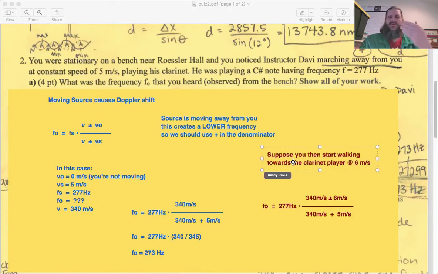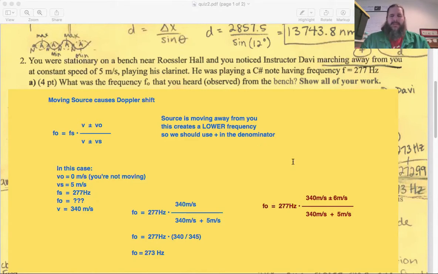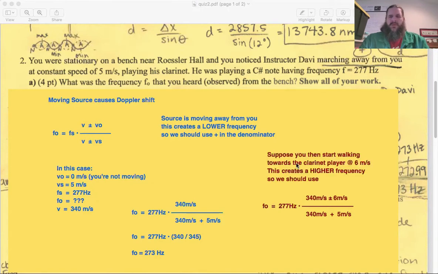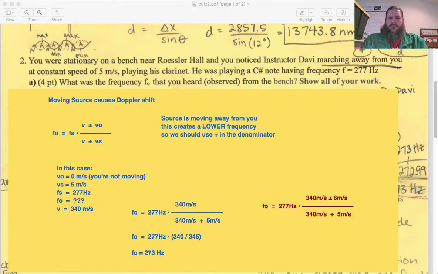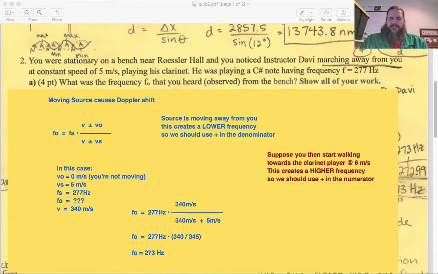Yeah. If you're walking towards the source, you've got waves coming towards you at a certain rate. You're going to be intercepting more of those waves per second because you're walking into them. So this should create a higher frequency. And if you want the result to be higher and you're able to manipulate the numerator, should you use plus or minus in the numerator to get a higher result? Plus. Yeah. So we'll use plus in the numerator.